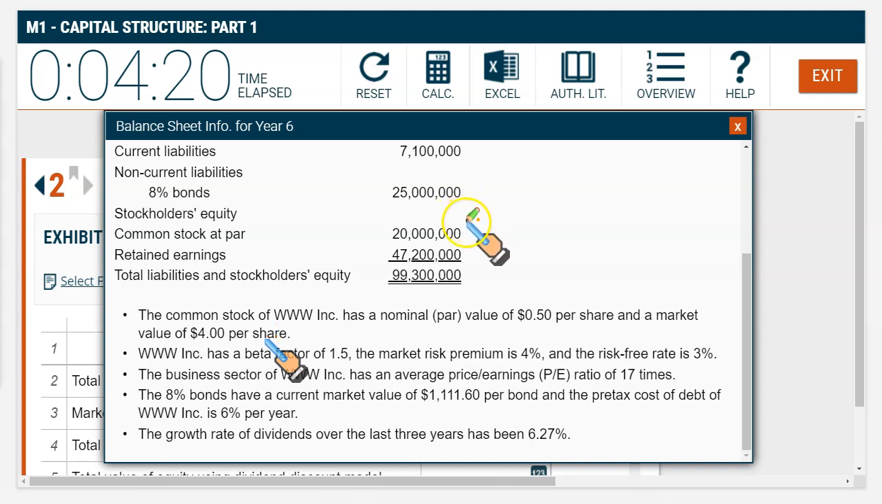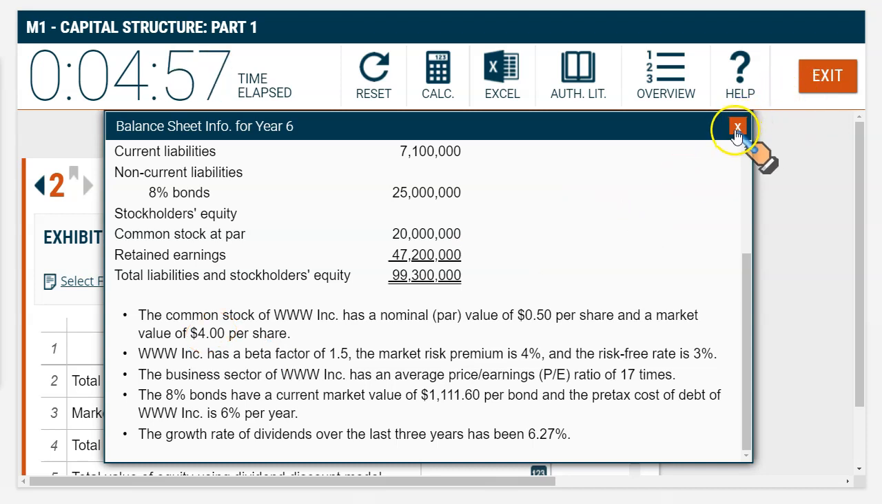So right here, we have got $20 million of the book value of your equity related to common stock only. So if you divide it with 0.5, this will give you how many numbers of shares are outstanding. So 20 million by 0.5 gives you 40 million. So it means there are 40 million shares outstanding. And if each share has a market price of 4, you just simply multiply it with 4. So you're going to get $160 million. This is what is the market capitalization of common stock. So just plug it in and you go on.